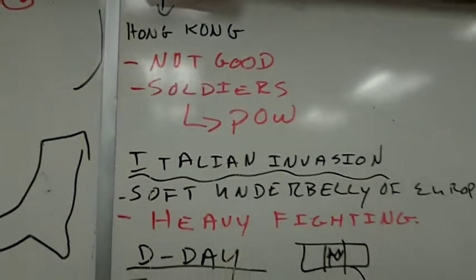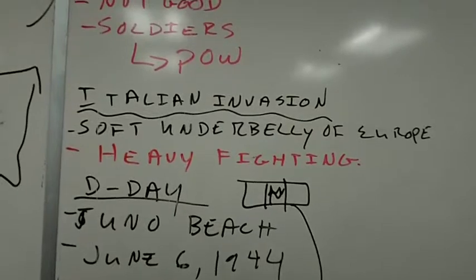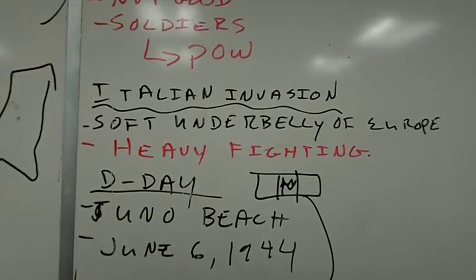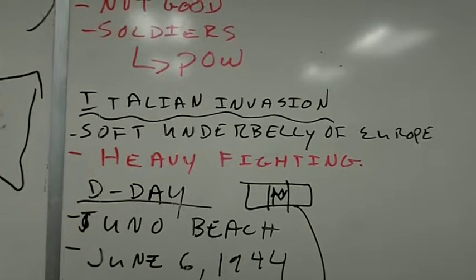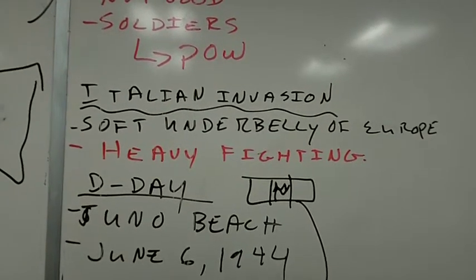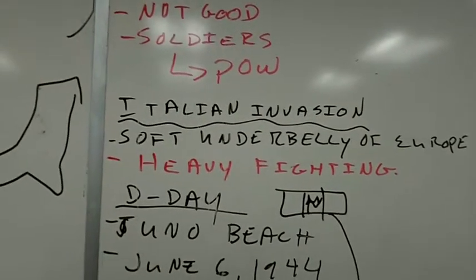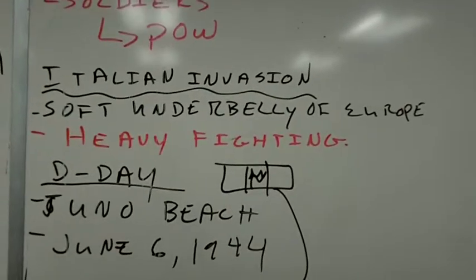The next campaign was the Italian campaign. The Allies had called it the soft underbelly of Europe. They thought it was a great place to invade, go all the way up through Italy, and end up in Germany. But there was heavy fighting, street to street, house to house. It was not the cakewalk that they'd envisioned.